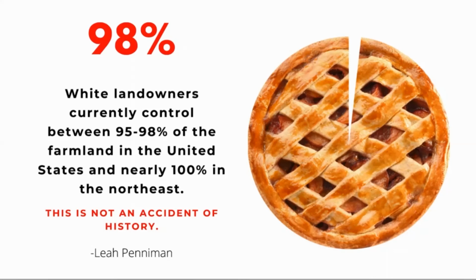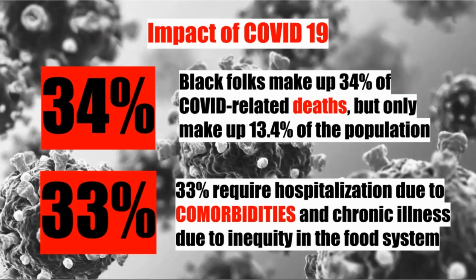How is this affecting us today? Well, nearly 100% of the farmland in the Northeast is owned by white folks. We have a very tenuous relationship with land leasing and being able to achieve permanent and secure land tenure. In addition to that, we also, as people of color, carry something called comorbidities. Because of the level of stress and the poverty and disenfranchisement that we've experienced over the years, that's also affected our bodies. In fact, right now with COVID-19 happening, Black folks make up 34% of COVID-related deaths, but only make up 13.4% of the population. And 33% of Black folks actually require hospitalization due to these comorbidities and chronic illnesses due to inequity in the food system.